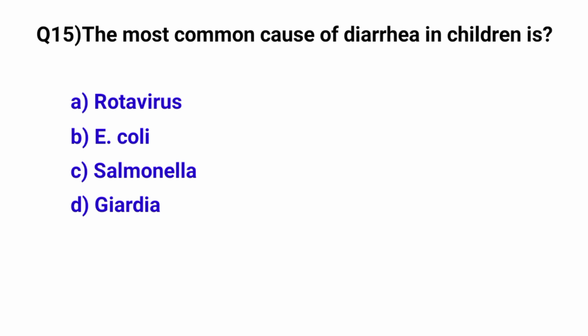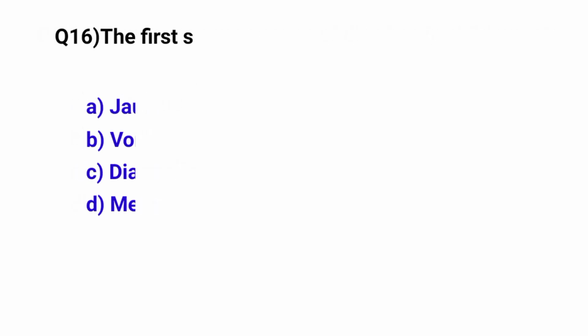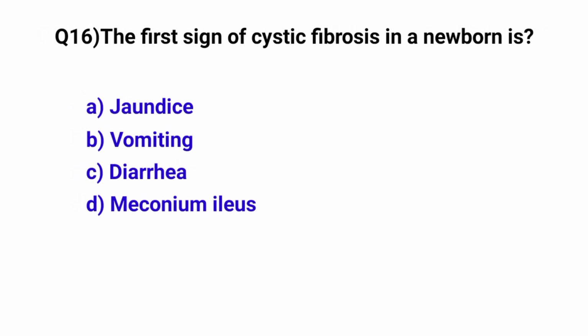Question number 15. The most common cause of diarrhea in children is. The correct option is A. Rotavirus. Question number 16. The first sign of cystic fibrosis in a newborn is. The correct option is D. Meconium ileus.